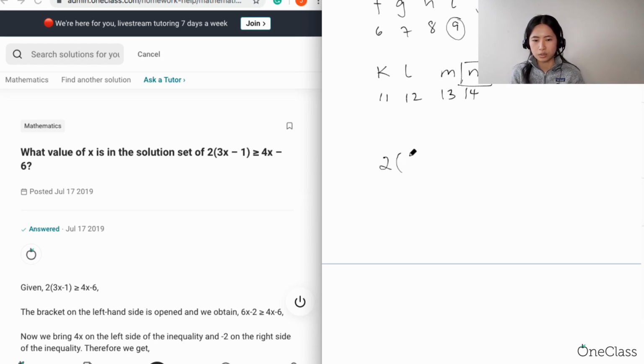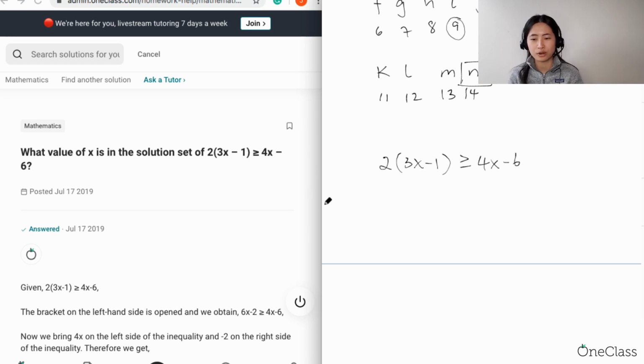Okay, so this is the question. We have 2 times 3x minus 1. Then this is greater than or equal to 4x minus 6. Based on my experience, a lot of students tend to get scared whenever they see an inequality, which I think is mind-boggling because, first of all, you're going to treat an inequality similar to an equation, right? Or an equality symbol.